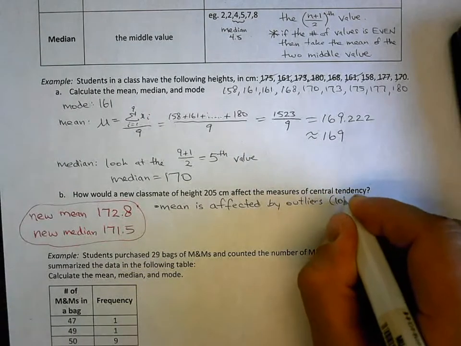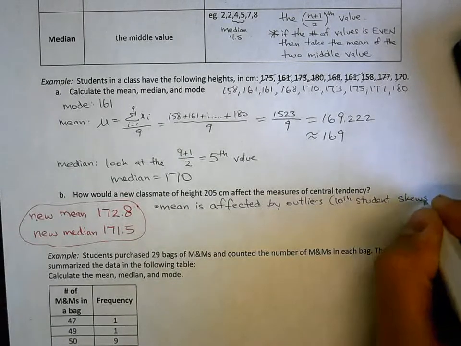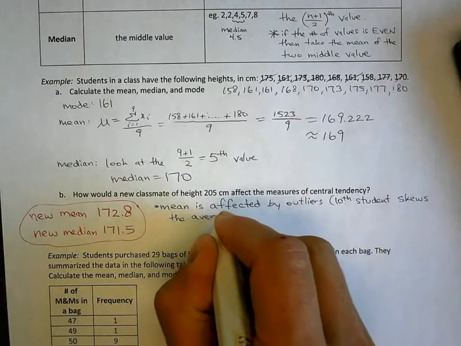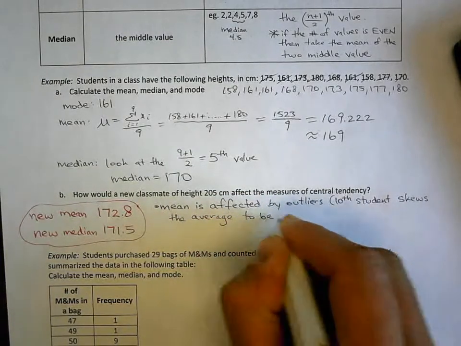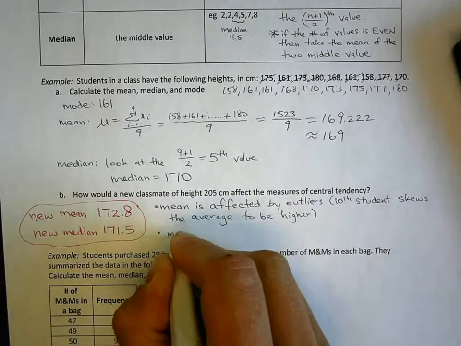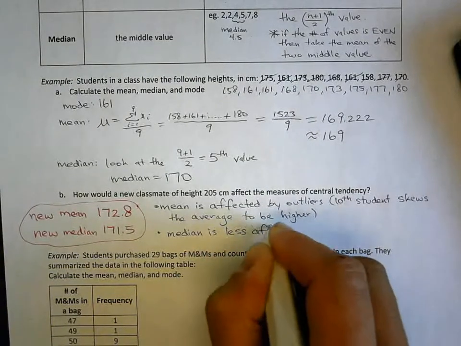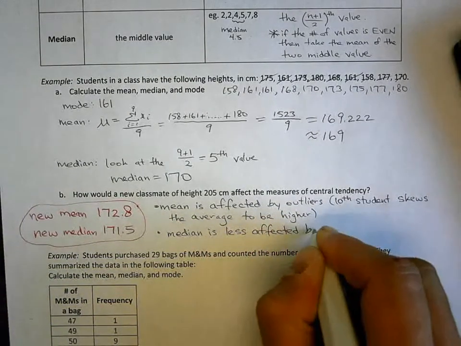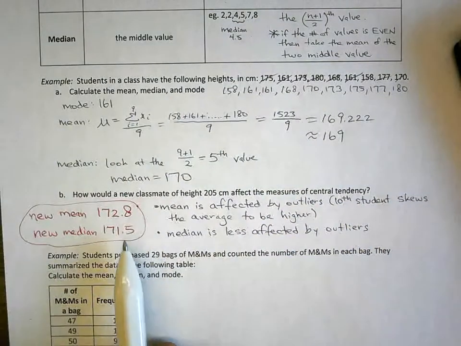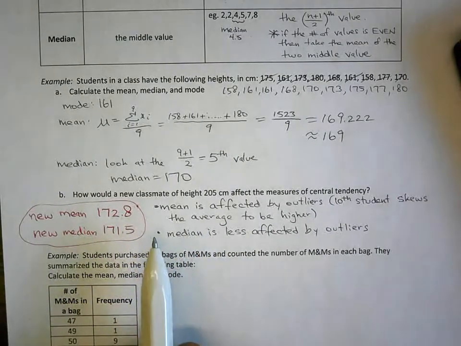The 10th student skews the average to be higher. Median is less affected by outliers. I know you guys would probably default to look at averages, but medians are also a very useful way of looking at the central value of a data set.